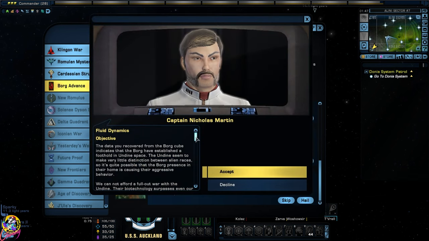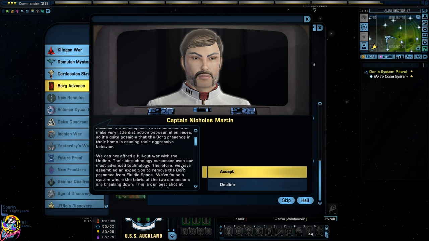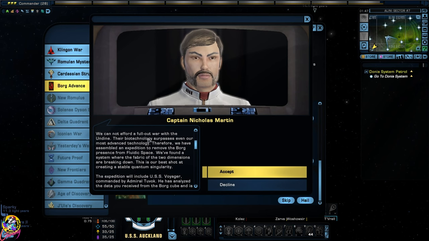The data you recovered from the Borg cube indicates that the Borg have established a foothold in Undyne space. The Undyne seem to make very little distinction between alien races, so it's quite possible that the Borg presence in their home is causing their aggressive behaviour. We cannot afford a full-out war with the Undyne. Their biotechnology surpasses even our most advanced technology. Well, yeah, of course it does. Therefore, we have assembled an expedition to remove the Borg presence from fluidic space.